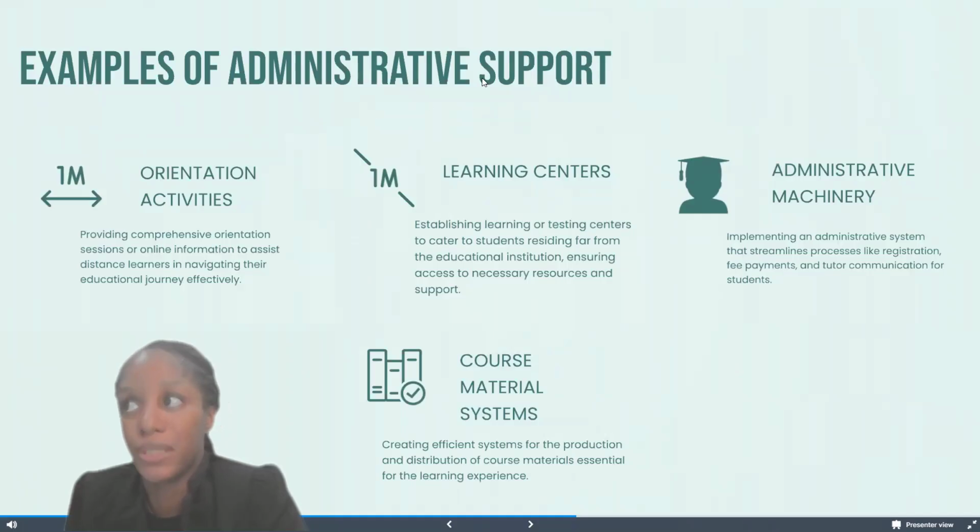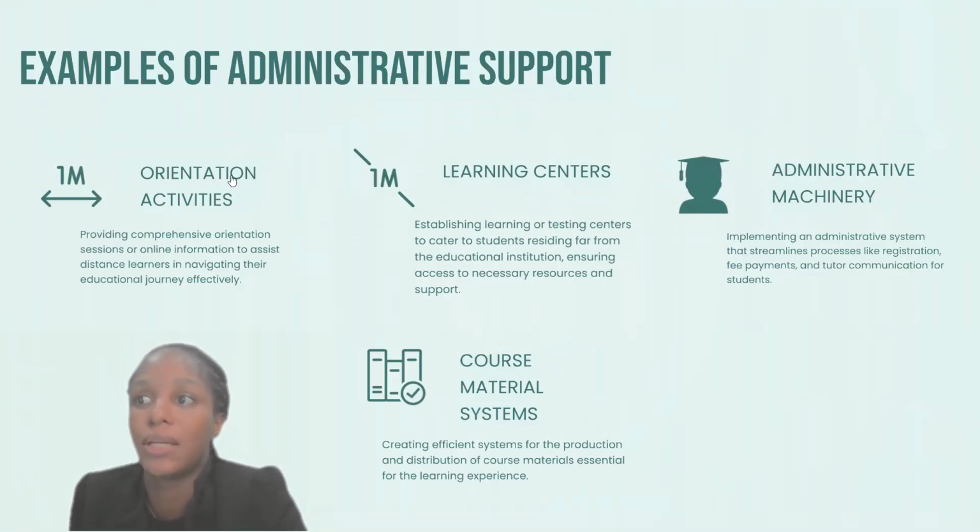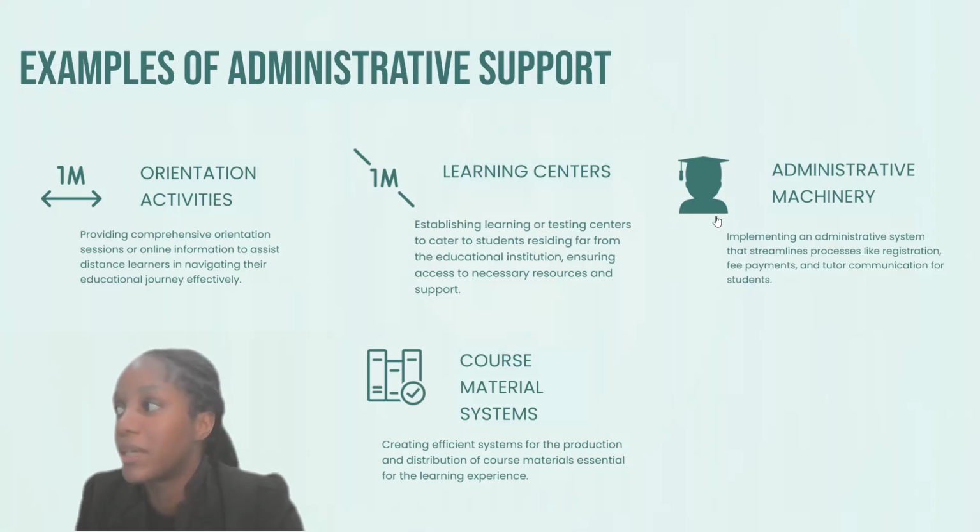For the examples of administrative support, we have orientation activities that can include sessions or online information to assist the distance learner in navigating their educational journey effectively. We have learning centers to cater to students residing far from the educational institution, ensuring access to necessary resources and support, especially in low-income areas. We have administrative machinery, which will streamline processes like registration, fee payments, and tutor communications for students. And lastly, we have the course material systems for education and more children's learning experience.